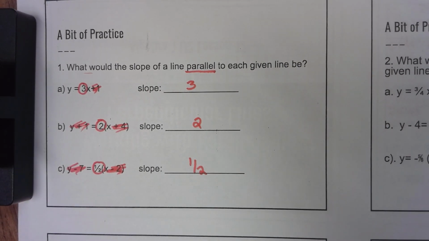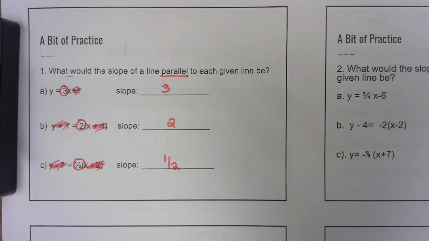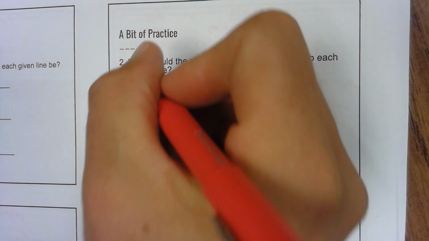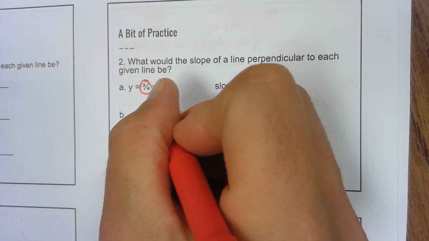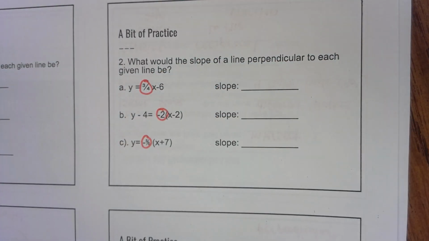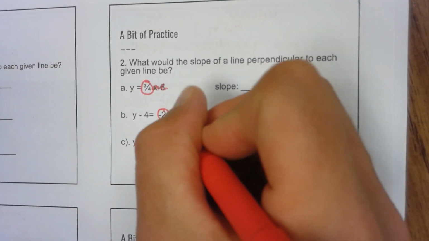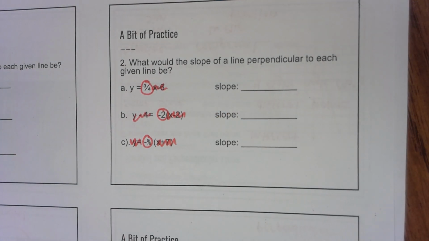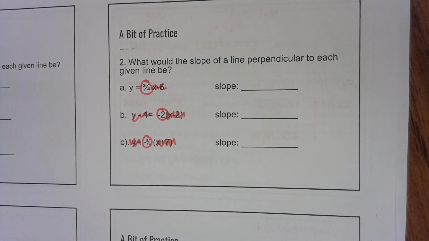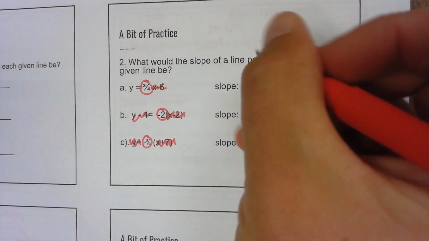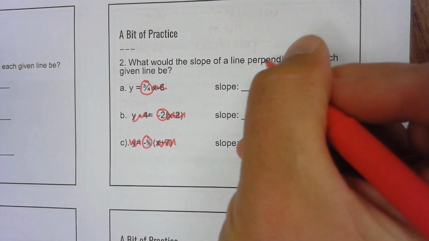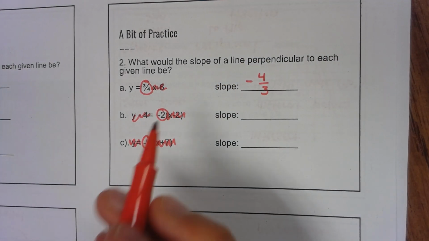So now, when we do the perpendicular, once again, I'll identify the slope in the equation, so 3/4, -2, and -5/6. I do not care about anything else in this equation. All I care about here is the slope itself, and I want to come up with a slope that is perpendicular. So I have to do the two things that we talked about on the previous page. I need to flip the fraction, so 3/4 turns to 4/3. This slope is positive, so my new slope is negative.